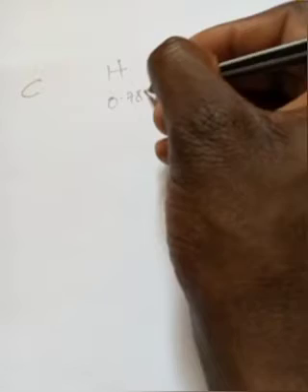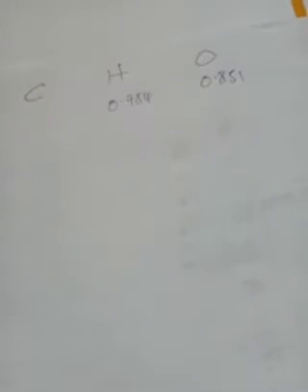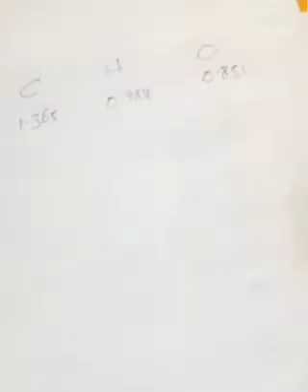So I'll write it like this now. I'll say C, H, O. We have respective masses that we are getting. For oxygen, we've gotten 0.851. For hydrogen, what mass did we get? We got 0.784, if I'm not mistaken. Okay. So for carbon dioxide, we got 1.365, if I'm not mistaken.